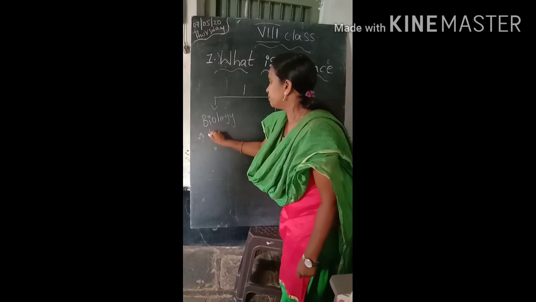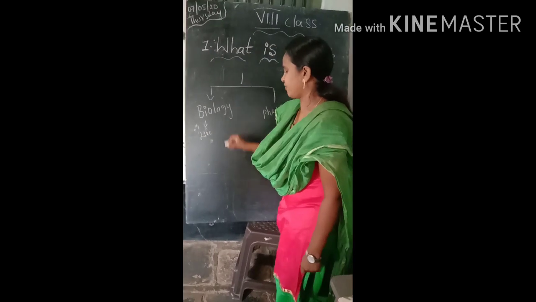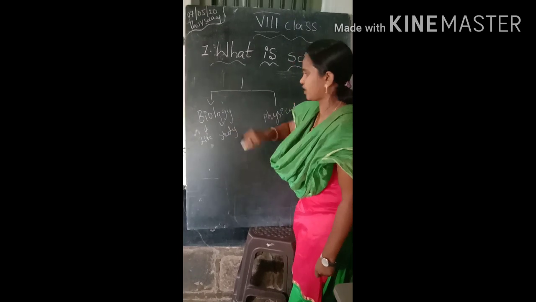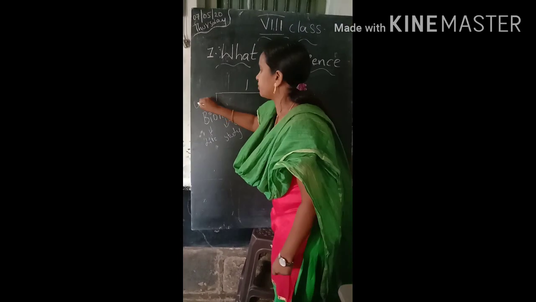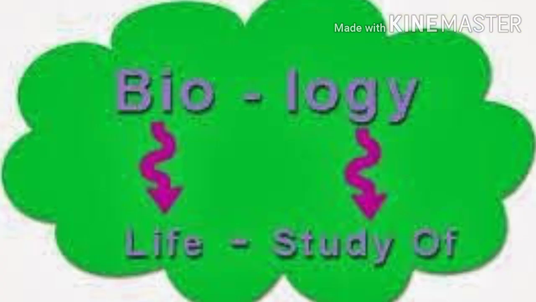Biology: the word bio means life, and logy means study of. The word biology is derived from the Greek word. In the Greek language, bio means life, logy means study of. That means the branch of biology deals with the study of living organisms.